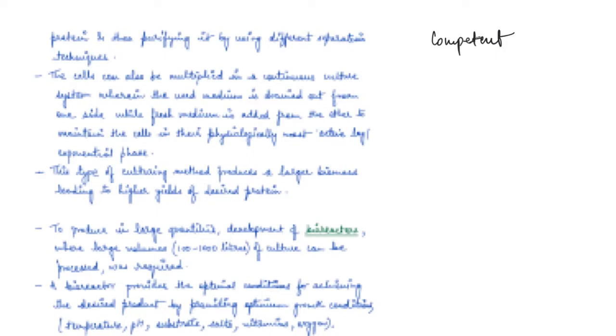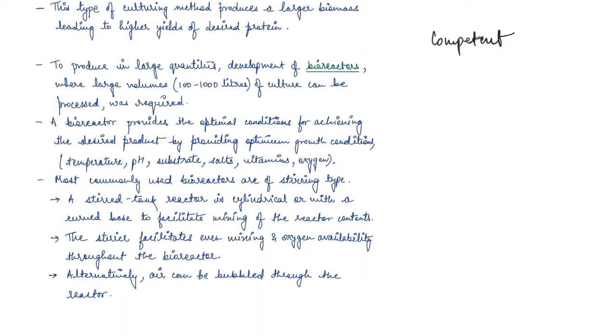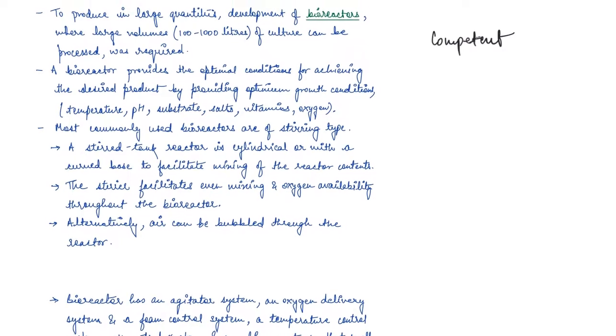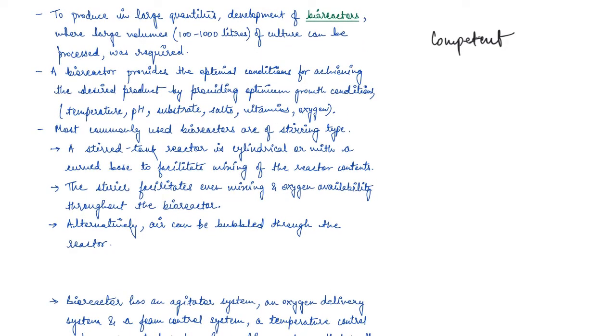So basically, to produce in large quantities, we developed bioreactors. Right? In bioreactors there is a large volume, say 100 to 1000 liters of culture, that can be processed. And this bioreactor provides optimal conditions for achieving the desired product by providing optimum growth conditions: temperature, pH, substrate, salt, vitamins, oxygen, and whatnot, which is needed.